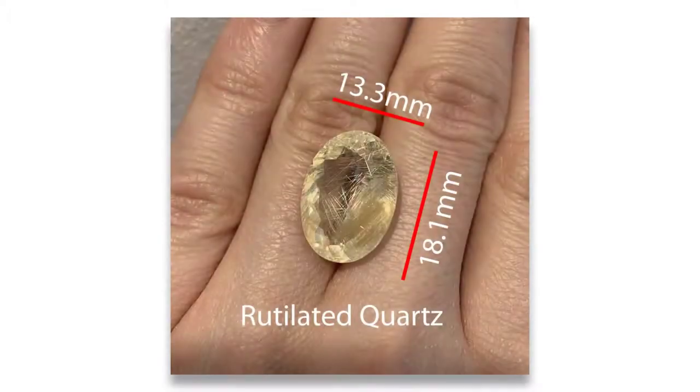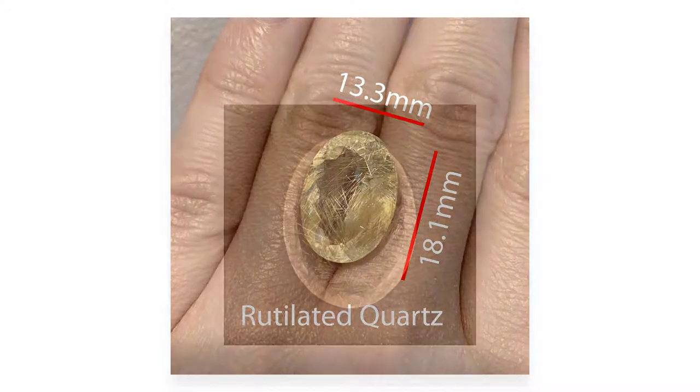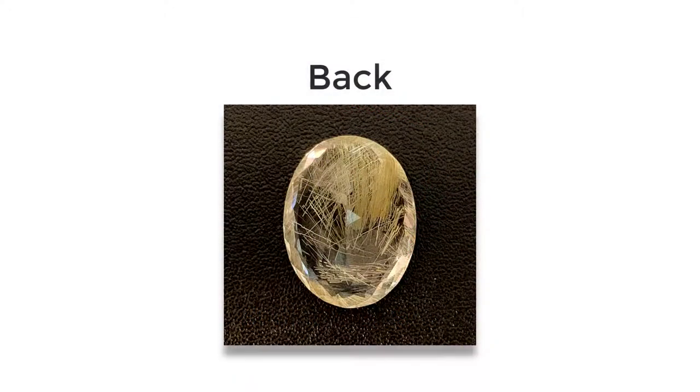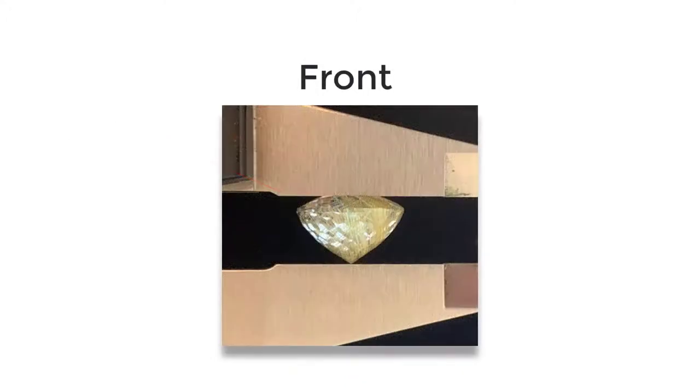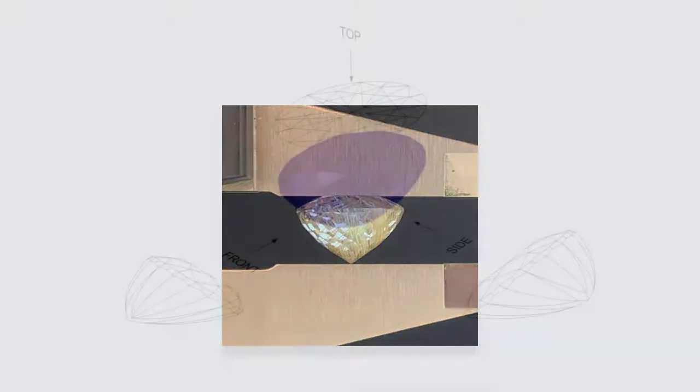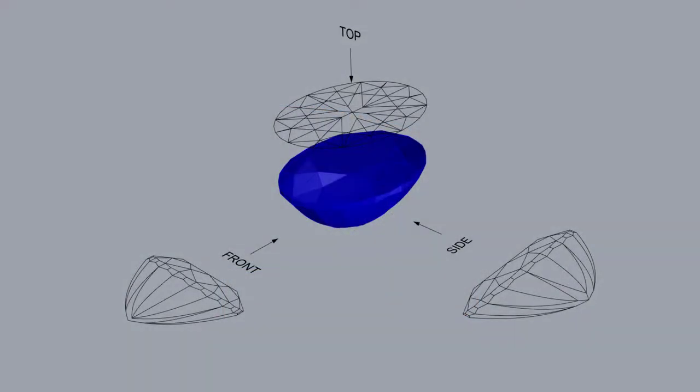And here's the stone we're working with, a rutilated quartz approximately 18 by 13. Now, as this is an oval, I've taken an image from the back of the stone so that I can see the shape of the girdle, and also from the front so that I can see the form and proportion of the crown and pavilion facets. Now, for other cuts of gemstones, you may need to take an additional side view in order to model them successfully.